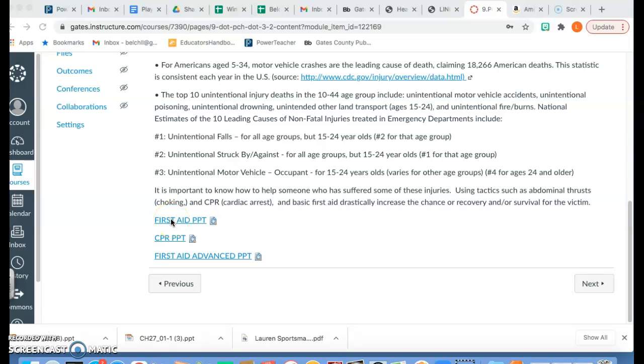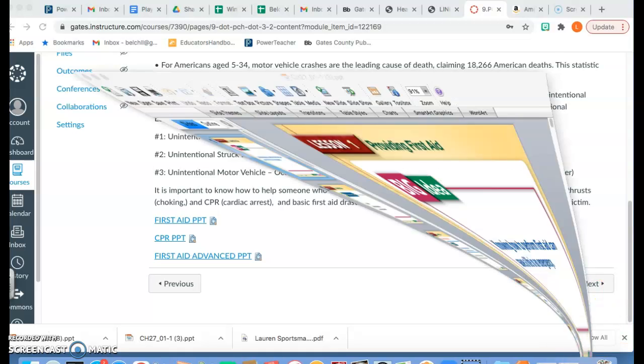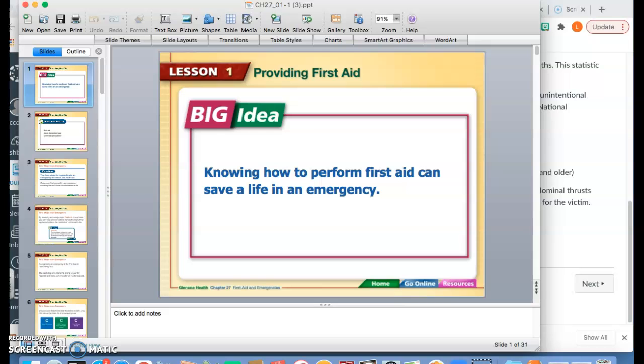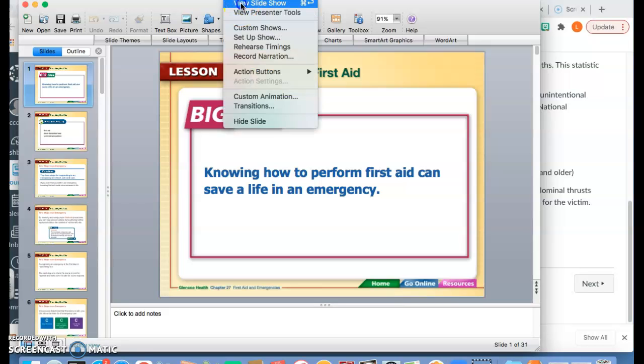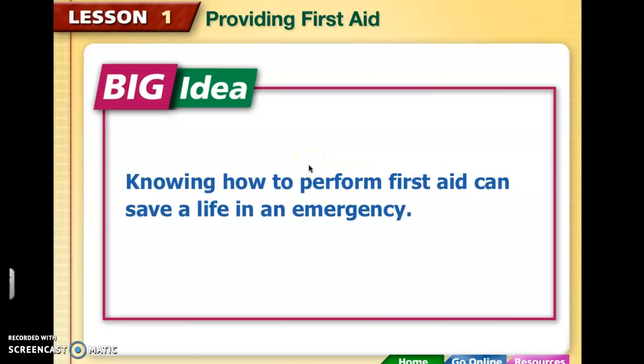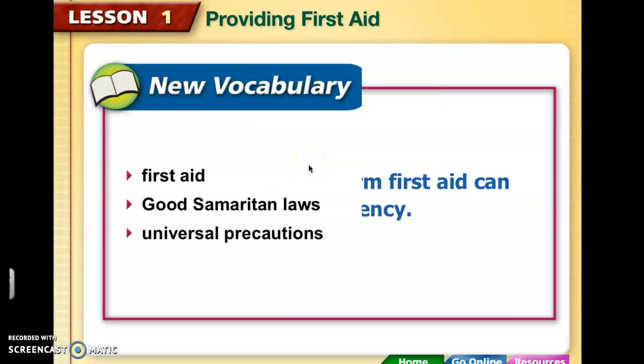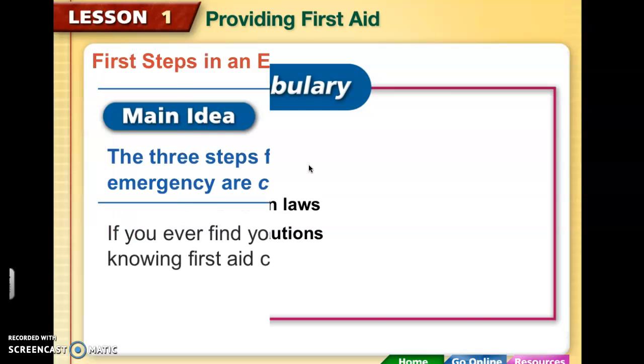Of course, as you can see, we just have a basic first aid PowerPoint, a CPR PowerPoint, and then an advanced first aid PowerPoint. So I'm going to go ahead and go over the first one with you. So we'll get started for today. This first one we're going over is just providing basic first aid for anyone, and we have 3 vocabulary words. Of course, it's first aid, Good Samaritan Law, and universal precautions.